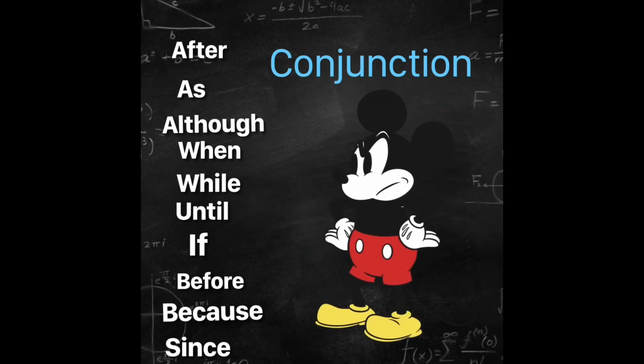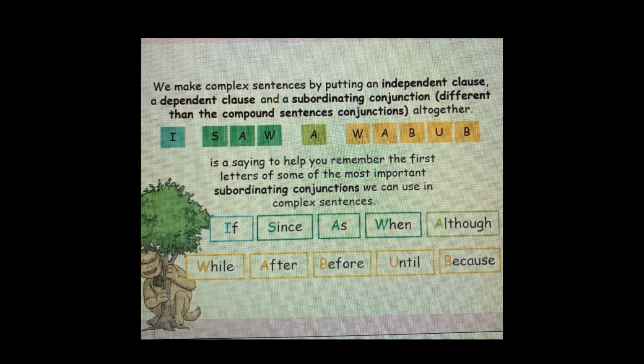Are you wondering how to remember all these conjunctions? There is a trick to remember this. You just got to remember this simple phrase, I saw a wobble. If you remember this simple phrase, this will help you to remember all the conjunctions which you are going to use in a complex sentence. Wobble is the animal which you can see in this picture.